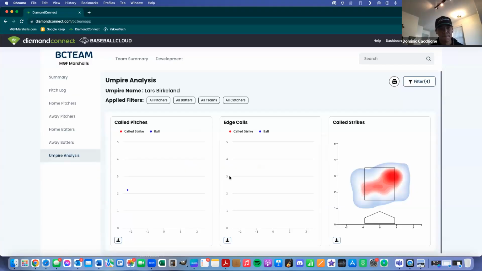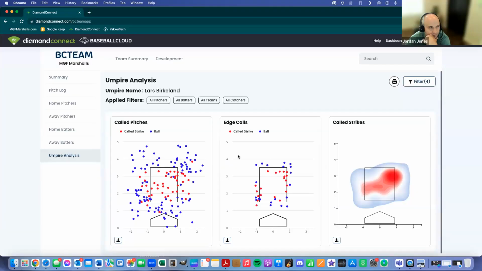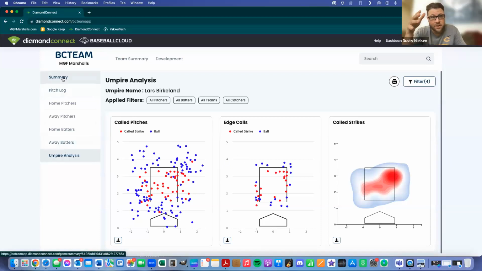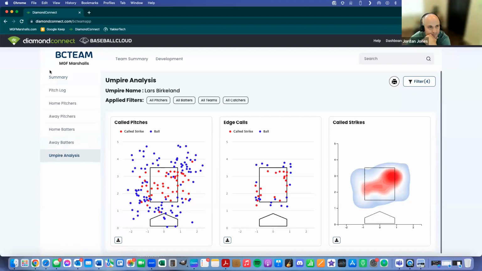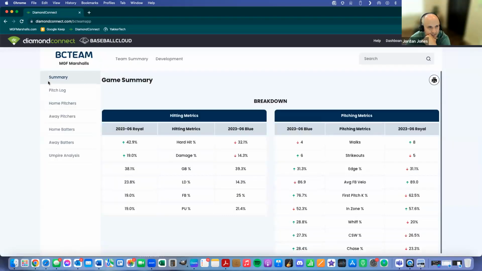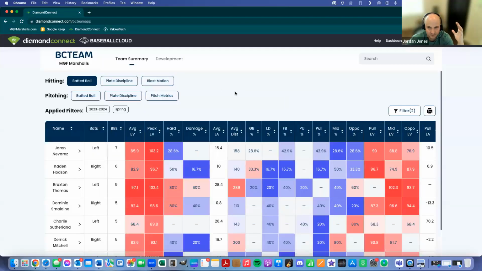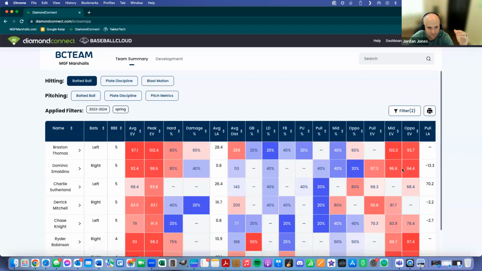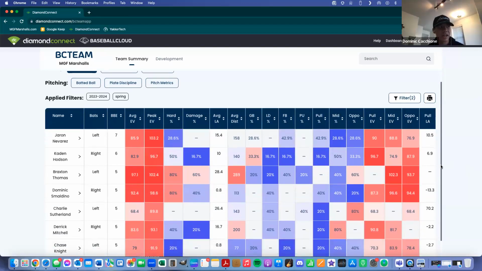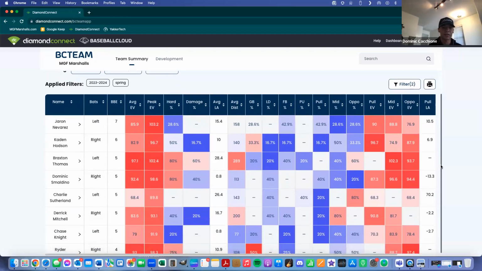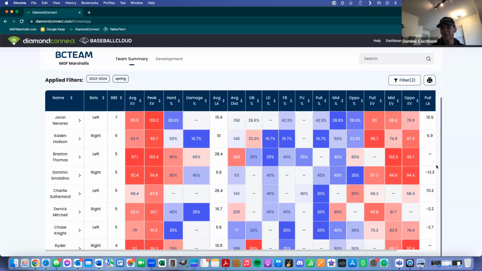Umpire analysis. This is like my favorite thing on the whole thing for some reason. I'm excited about this one too, actually. Yeah, it's really cool. So that is inside the game summary. If we go into team summary, what are we looking at here? There's tons of data points, but why would we need this report? It's a good visual to incorporate all the data that you've been getting throughout the whole summer.